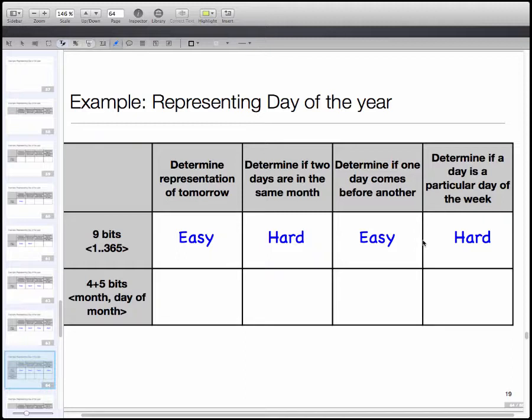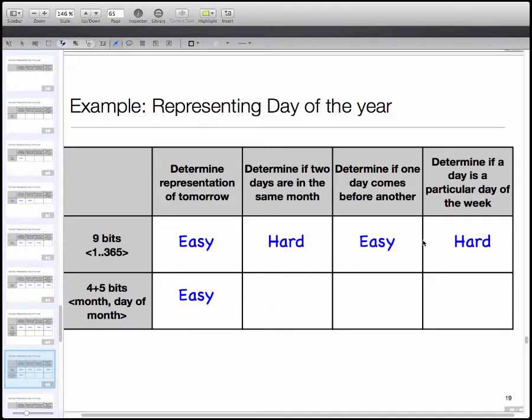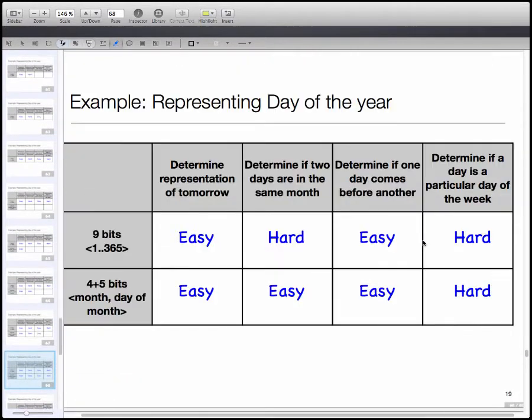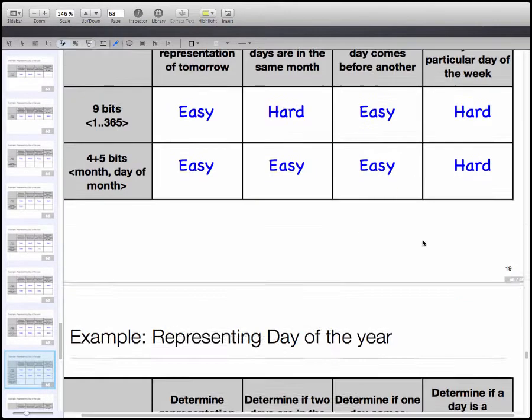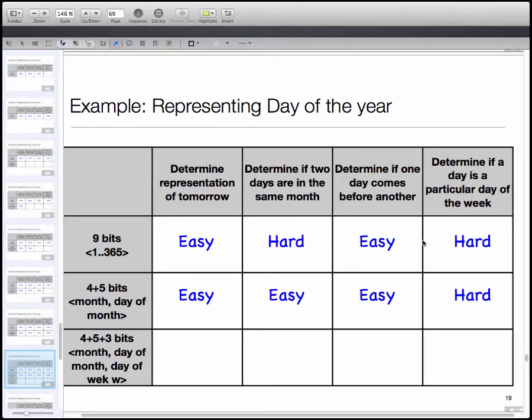Determine if a day is a particular day of the week. It actually remains hard. It's probably even harder now. Determine the representation of tomorrow: I increment the day, and if it goes beyond, it's kind of a hard operation because you have to worry about which month it is. So the first one is kind of what I would put as a medium category. Last one, I do month, day of the month, day of the week.